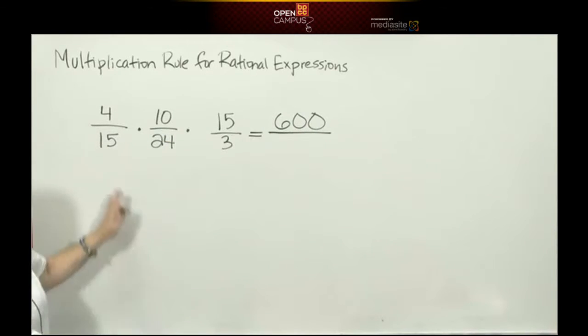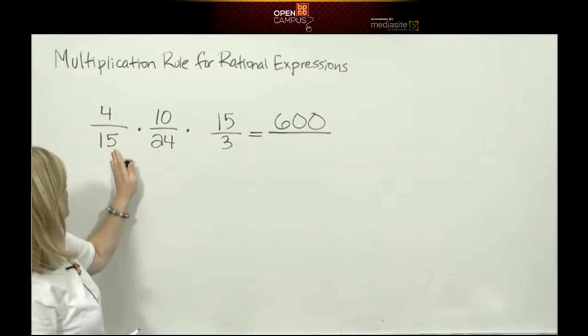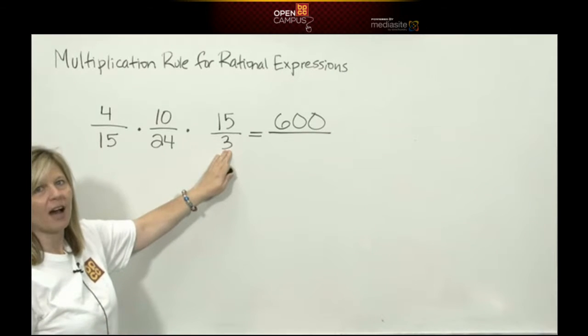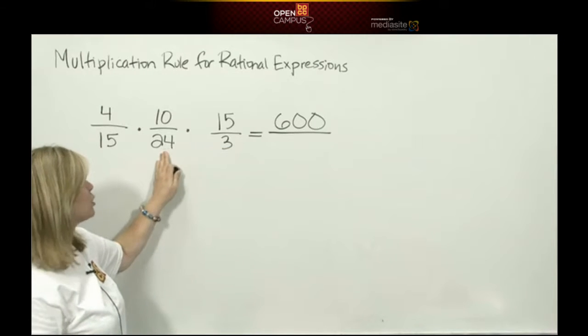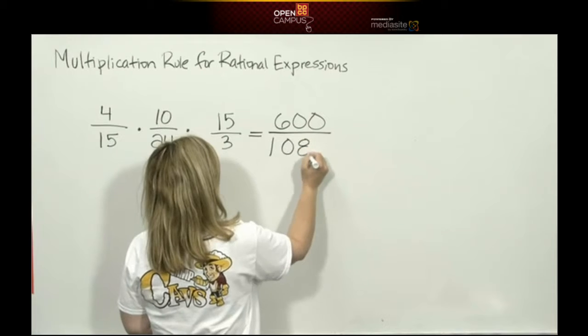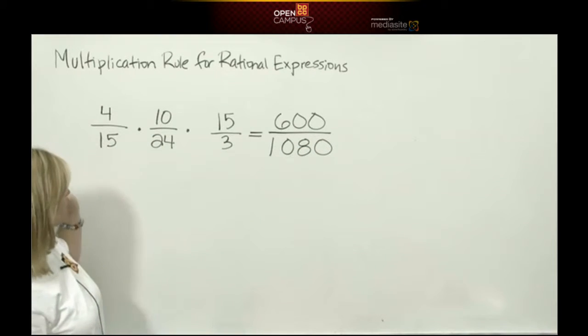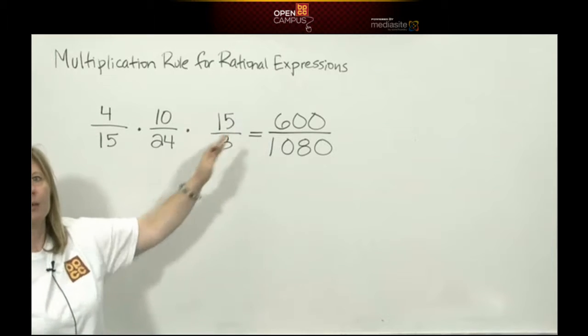Okay, then I want to do 15 times 24 times 3. Well, I know 15 times 3 is 45, and then 45 times 24, I have to work on the side of my paper, and I would get 1,080. Okay, so the rule of multiplying is real simple. You go straight across, and you multiply.